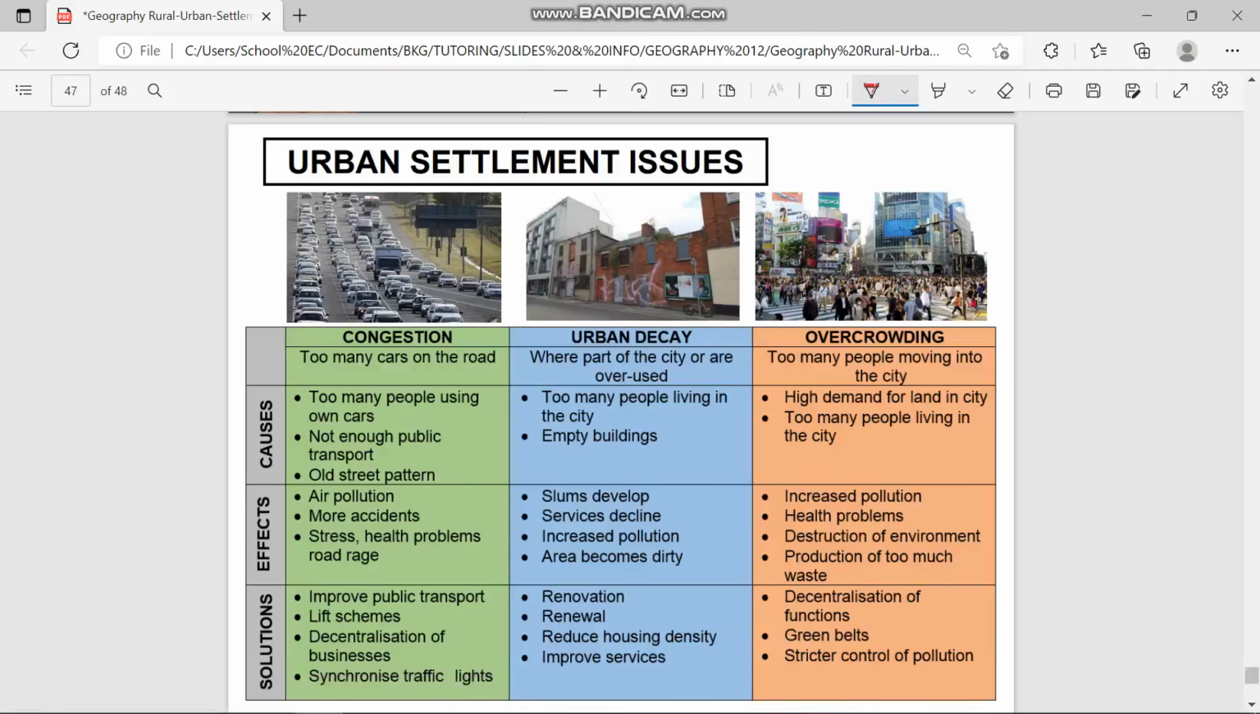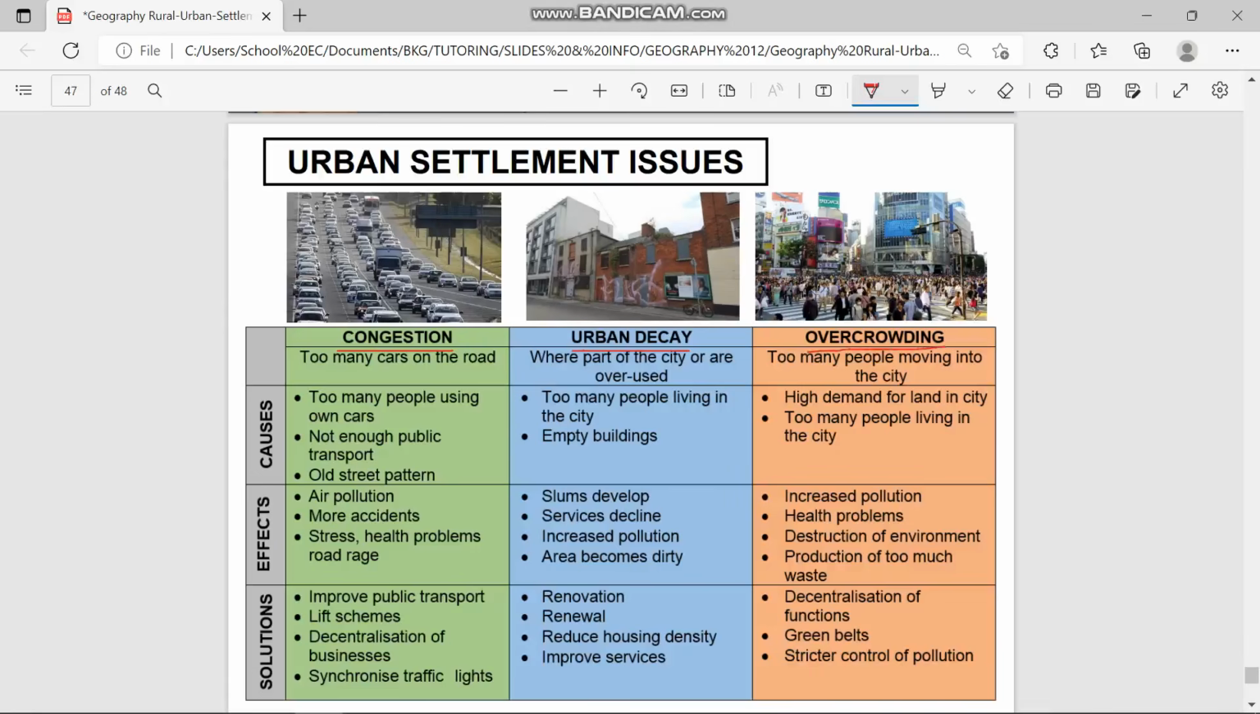Okay, guys, now let's discuss urban settlement issues. In urban settlements, people have moved from rural areas to urban areas. Meaning that in urban areas, there are many people, and let's look at the issues affecting urban settlement. Number one, we have congestion. We're going to discuss its causes, its effects, as well as solutions. Then urban decay and overcrowding.